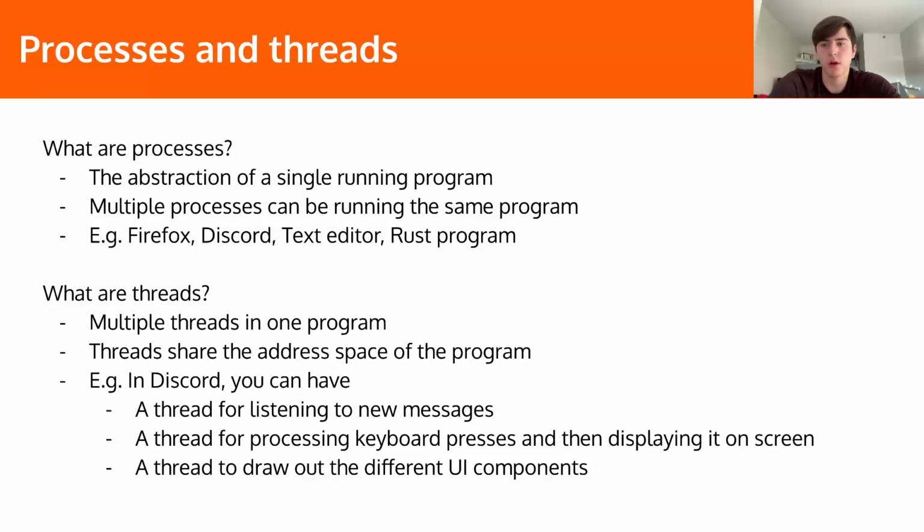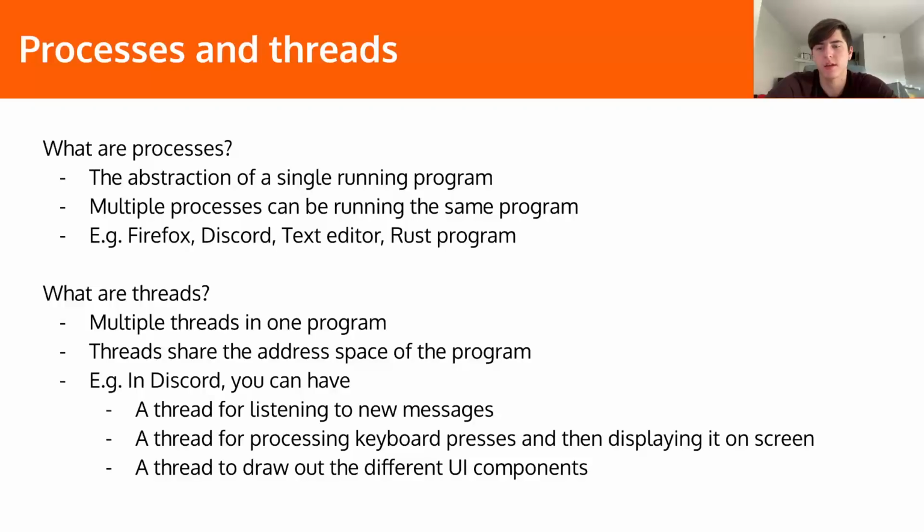So, what is a process? A process is an abstraction of a single program, and you can have multiple threads and processes in the same program. Like for example, Firefox is a single process, Discord is a single process.